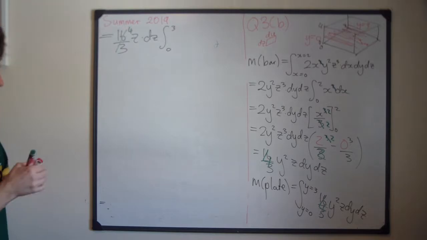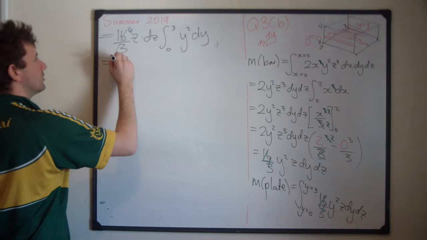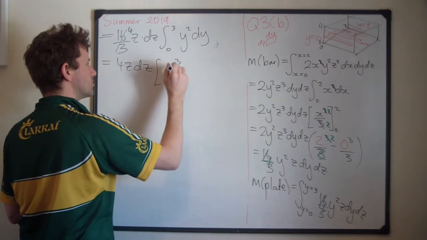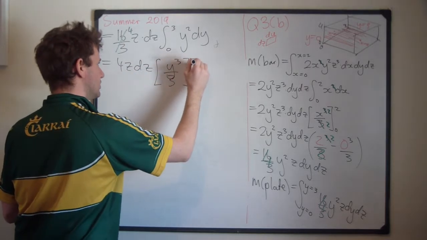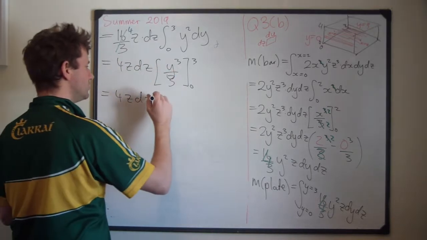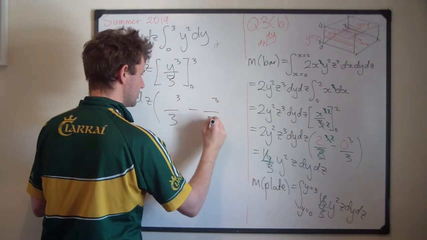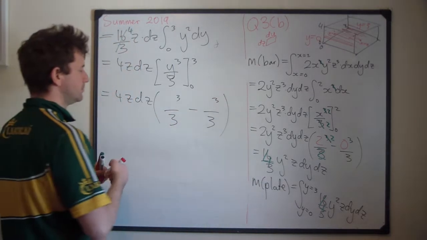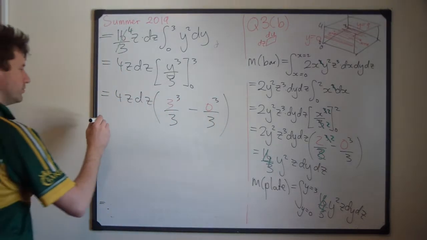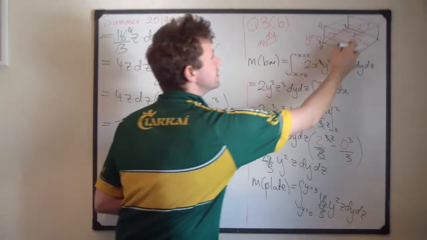Okay. And now we've got y squared dy. Now this is an easy integral, so you've got 4z dz, the integral of y squared is y cubed over 3. And we're going from 0 to 3, top limit minus bottom limit. So it'll be 3 cubed over 3 minus 0 cubed over 3. 3 cubed over 3 is equal to 9. 9 by 4 is 36, so we've got 36z dz is the mass of this plate.